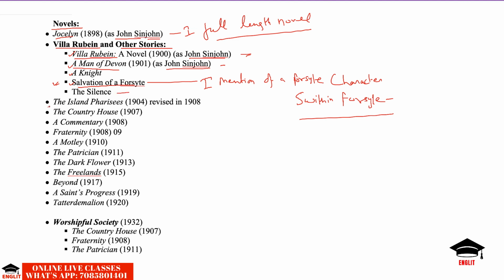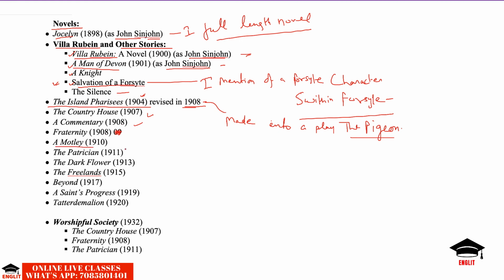Then comes his important novel Island Pharisees. Galsworthy खुद ही इस novel को initial stage का सबसे important novel मानता है. It was published in 1904 and then it was revised in 1908. It was also made into a play, The Pigeon. Then there is Country House 1907. Then Commentary 1908. Fraternity 1908. This was also published in 1908.